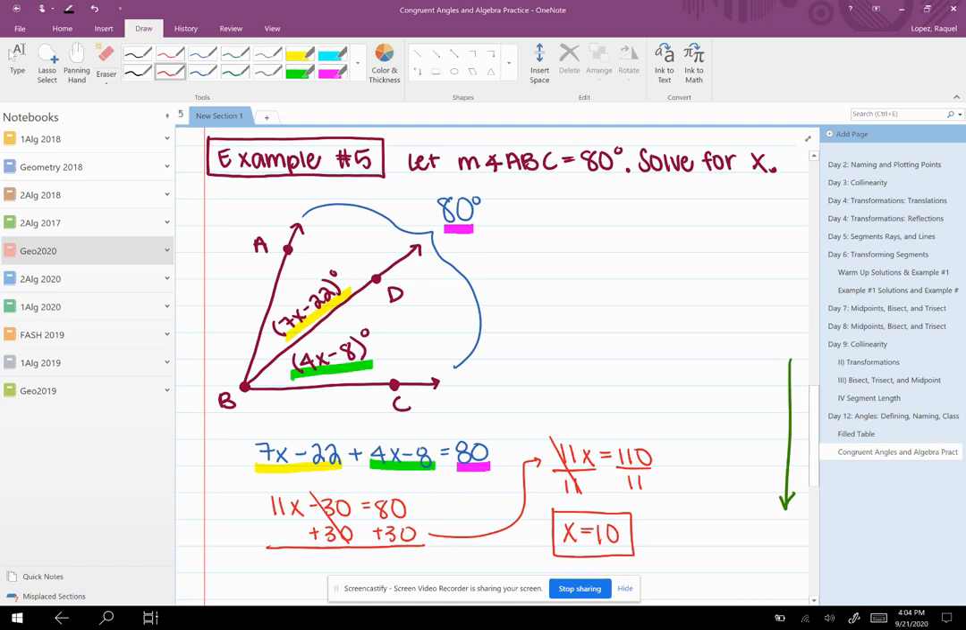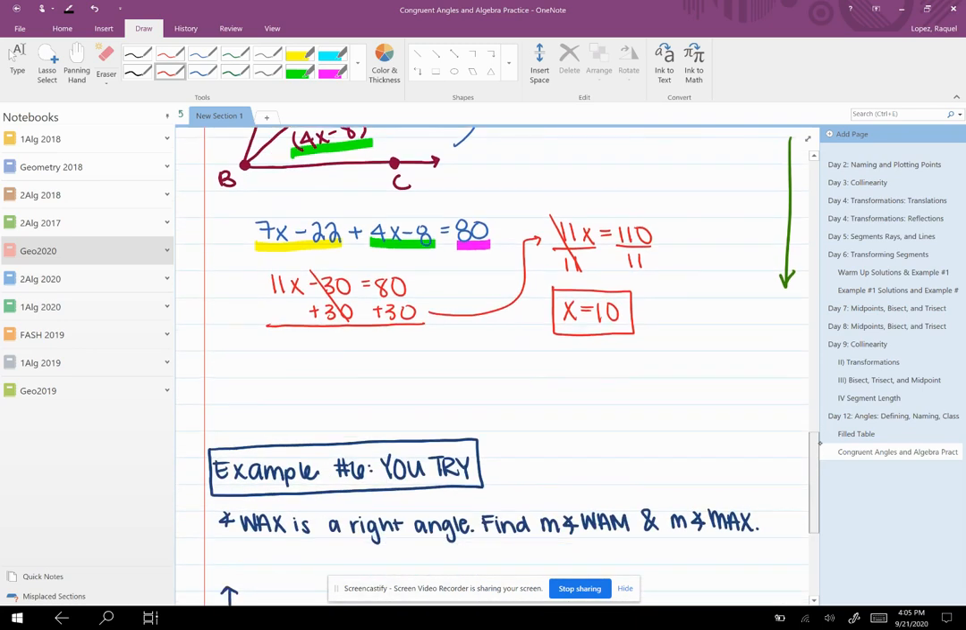If I wanted to take this a step further and solve for each of the angles, I would plug in that value for x. If I wanted to find the measure of angle ABD, which is the one that has the yellow expression, I would plug in 10 for x and solve. So this becomes 70 minus 22, and 70 minus 22 equals 48. So the measure of angle ABD equals 48. And you can do that for the other angle as well. All right, let's go on to do one more example.